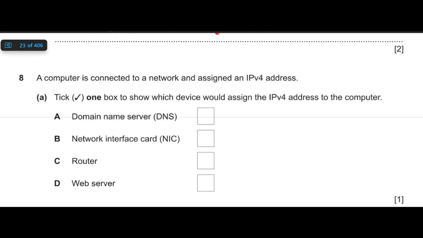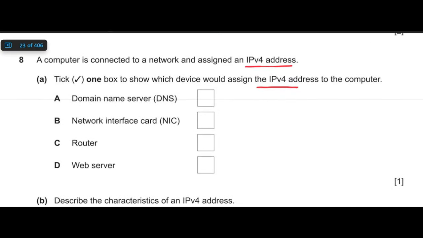Question number 8. A computer is connected to a network and assigned an IPv4 address. Pick one box to show which device would assign the IPv4 address to the computer. DNS, no, DNS is used to resolve the IP address and the domain name. NIC is not, because NIC uses the MAC address and is responsible for connecting our device to the network. Router, your router looks correct. The last option is D, web server, no. A web server is not responsible for giving the IP address. The correct option will be option C, which is a router.